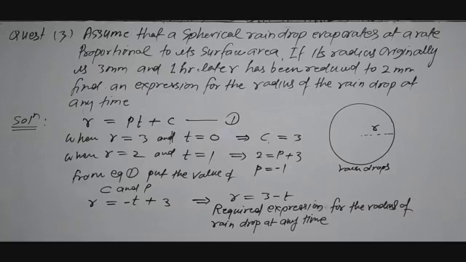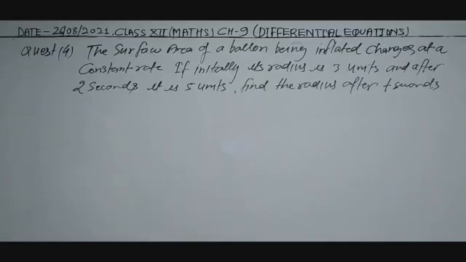The next question is question number 4. The surface area of a balloon being inflated changes at a constant rate. If initially its radius is 3 units and after 2 seconds it is 5 units, then find the radius after t seconds. Means we have to find the relation between r and t. So in this question, what is given? Given is the surface area of a spherical balloon.